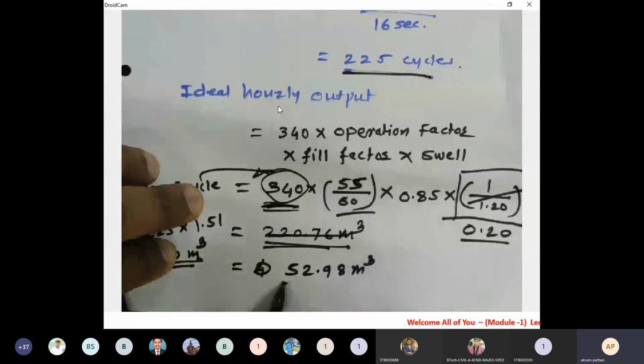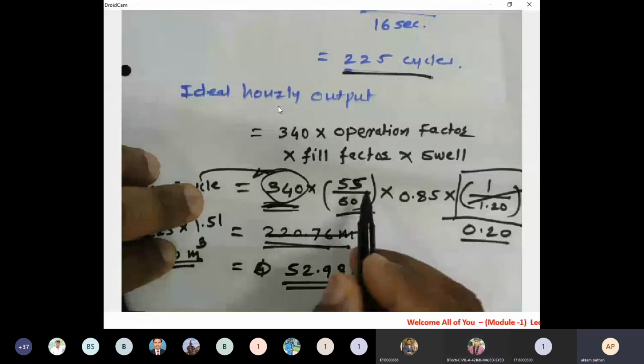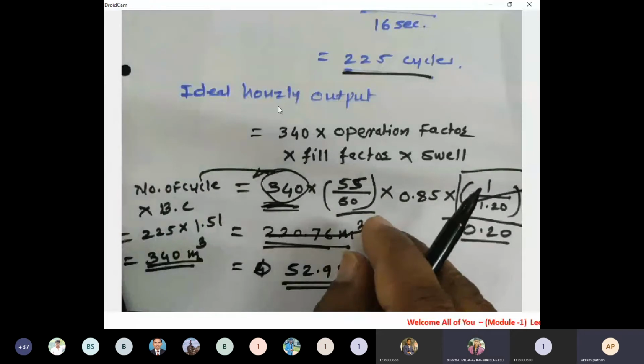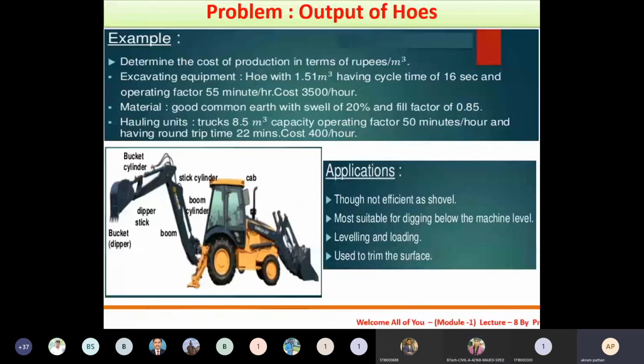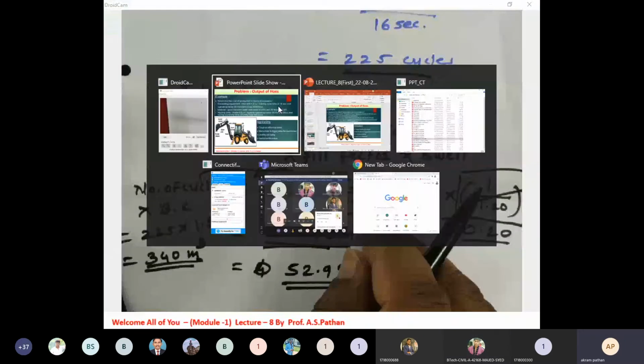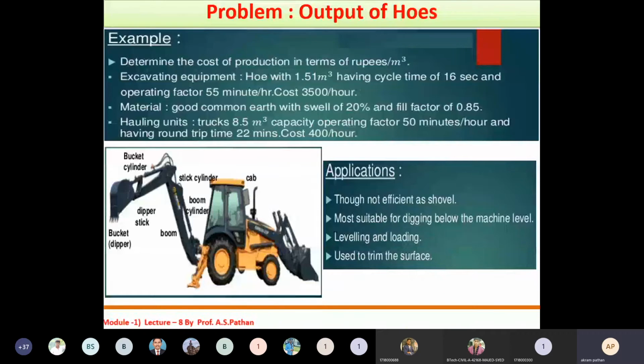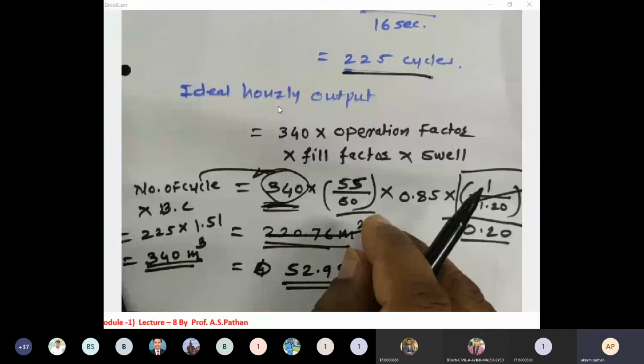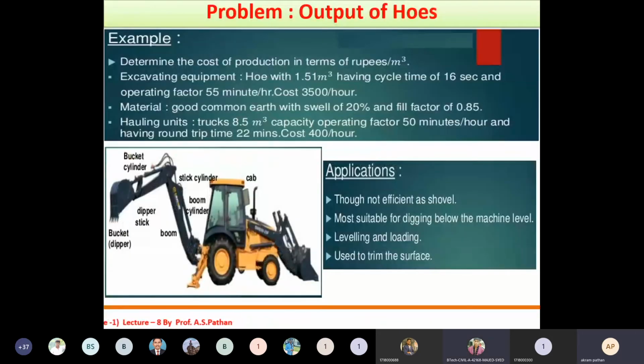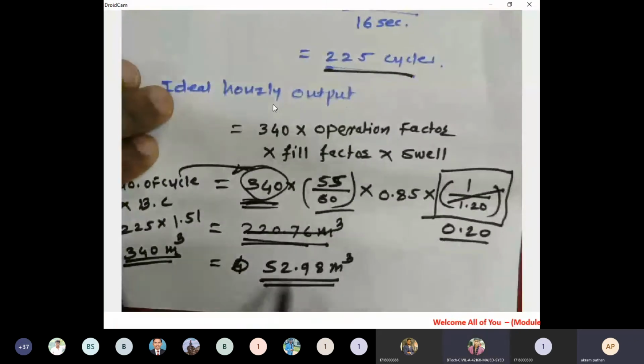52.98 meter cube. Yes, I have taken this as 50 somewhere. I did not see it in the problem. Yes, it is 55 minutes per hour. Okay. Bucket capacity, let me check. Bucket capacity 1.51. Okay. And the swell factor is 20%, that is 0.2. Okay, now it is correct.